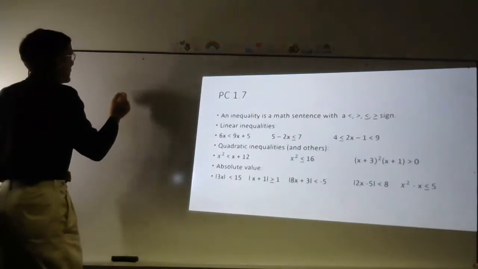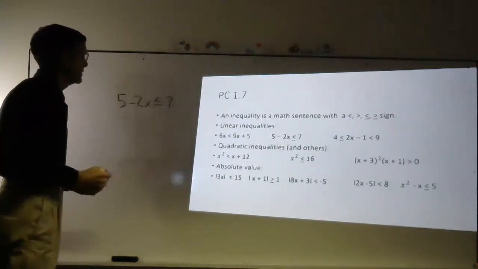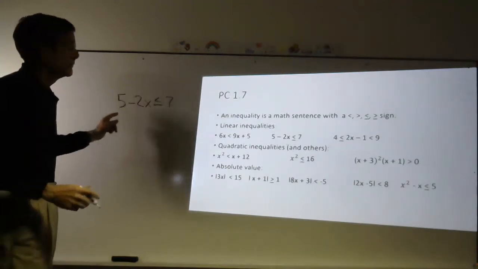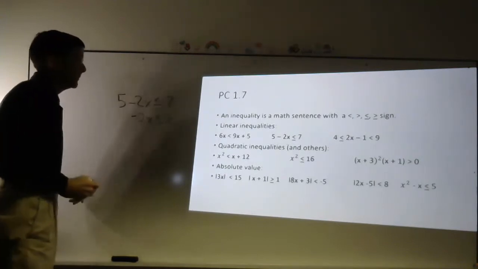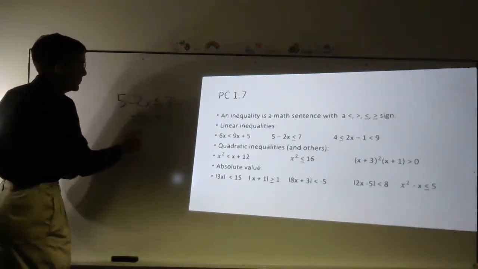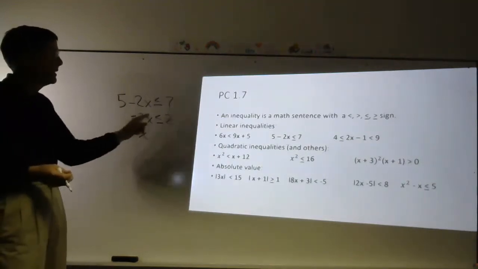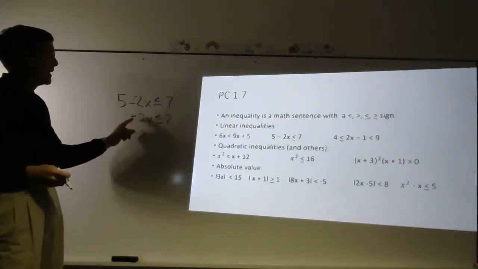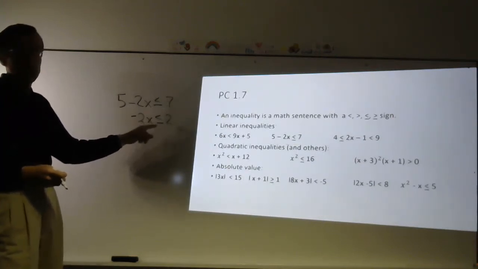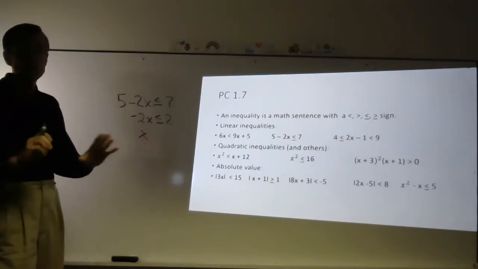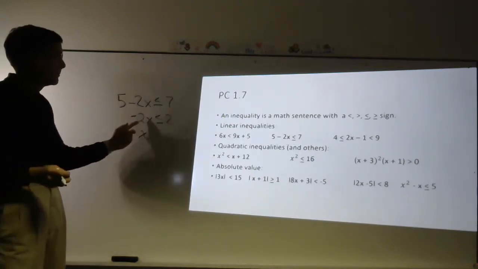The second one is 5 minus 2x less than or equal to 7. I'm going to subtract 5 from both sides. Negative 2x less than or equal to 2. I'm going to divide by negative 2. Do you remember with inequalities, when you divide or multiply by a negative, you have to flip that sign around? It has nothing to do with adding or subtracting. It's when you divide or multiply by a negative.